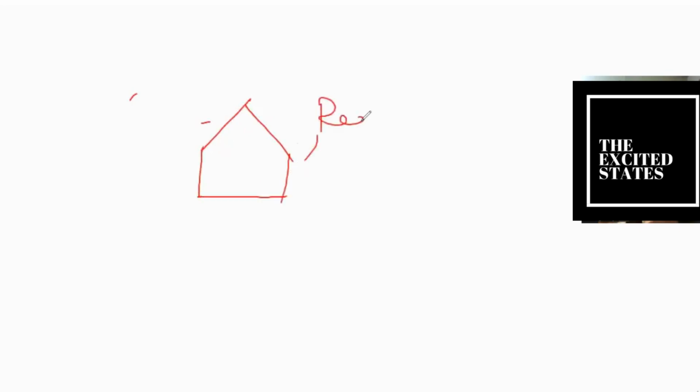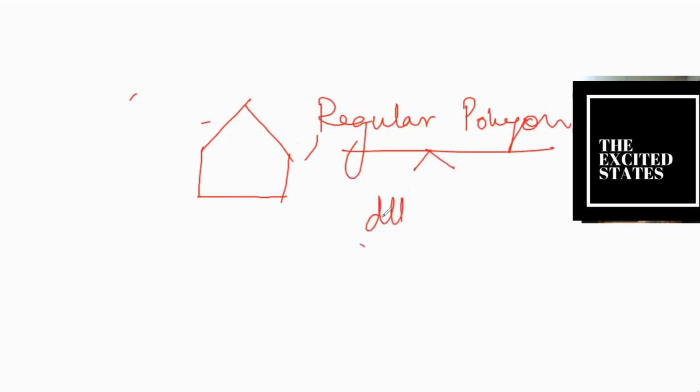Not possible. Now, if all the angles of a 14-sided figure are equal, see, if I say this is a regular polygon, suppose I make a regular pentagon. Regular means all the angles are equal and all the sides are equal. Regular polygon means this, right? That means all the sides and all the angles are equal. So can you tell me what will be the measure of angles of a regular polygon?